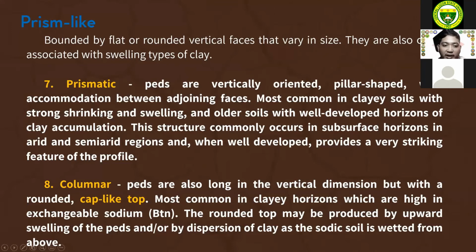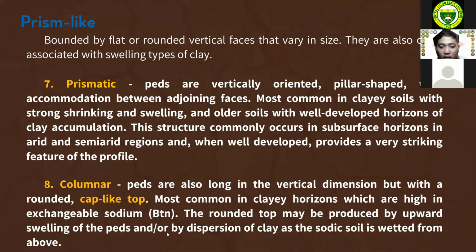strong shrinking and swelling, and older soils with well-developed horizons of clay accumulation. This structure commonly occurs in subsurface horizon in arid and semi-arid regions, and when well-developed provides a very striking feature of the profile. Columnar, on the other hand, Peds are also long in the vertical dimension but with the rounded or cup-like tops. Okay? Most common in clay horizon, which are high in exchangeable sodium.